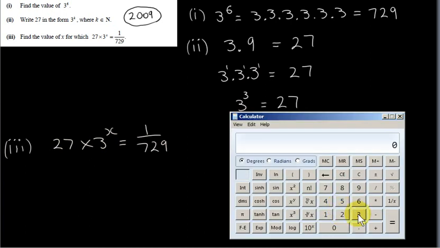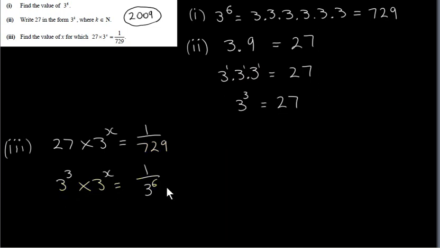So let's look at successive powers of 3. Let's look at 3 to the power of 4. That's 81. Let's look at 3 to the power of 5. That's 243. 3 to the power of 6 gives us 729. So we can write 729 as 3 to the power of 6. So this is what we get. 27 is written as 3 to the power of 3.